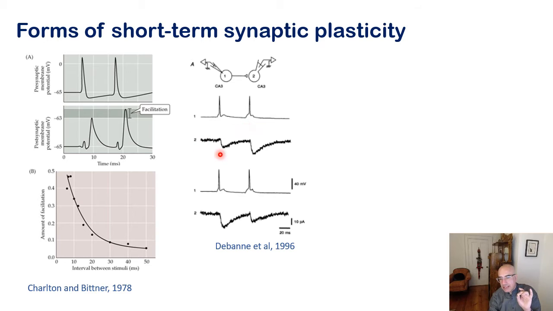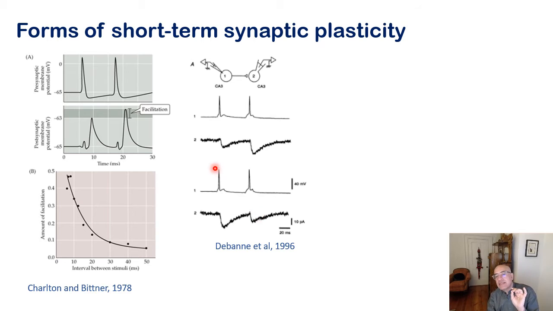Here, what you're seeing is synaptic current. Here, what you're seeing is synaptic potential. For this discussion, it doesn't matter which one we're looking at. In this other synapse that you see, the two presynaptic pulses produce a synaptic depression. The second pulse is actually producing a smaller response.